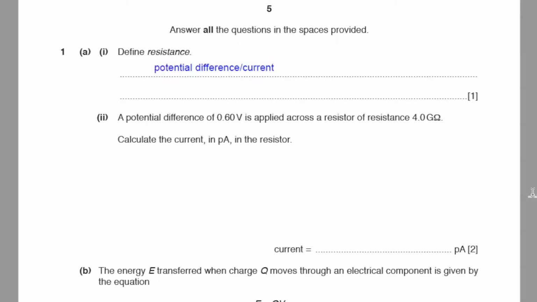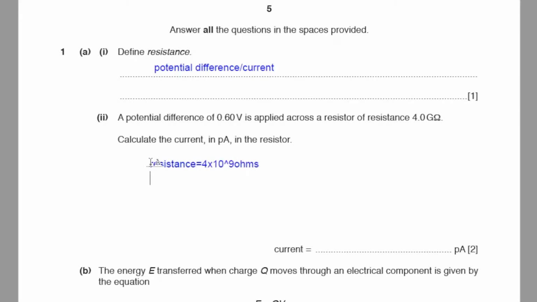Part 2, a potential difference of 0.6 volt is applied across a resistor of resistance 4 gigaohms. Calculate the current in picoamperes in the resistor. For this, you must first convert 4 gigaohms to just ohms. So this becomes 4 into 10 to the power 9 ohms.